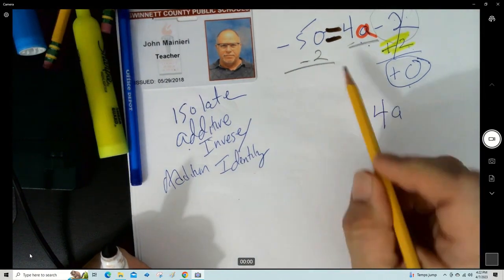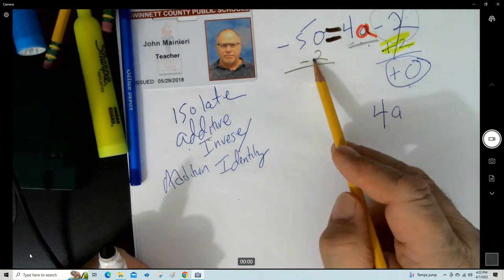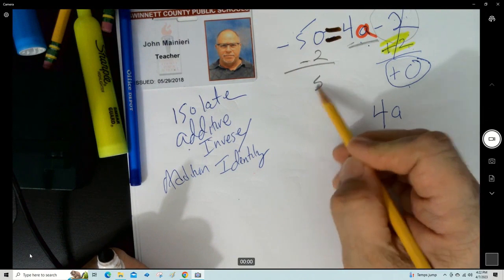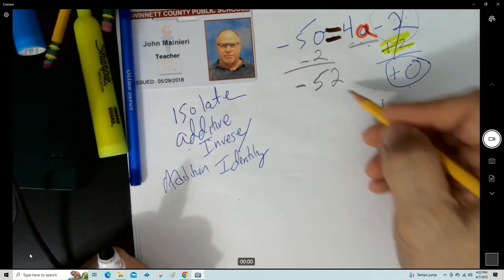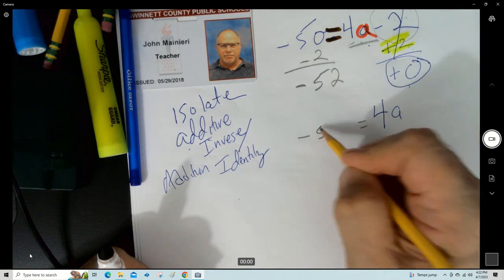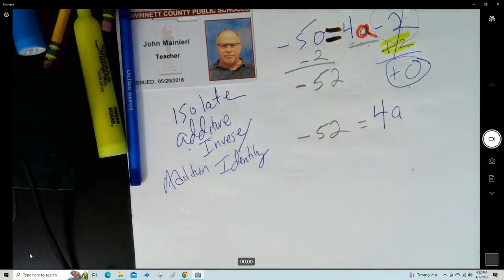So now we get this. We have 2 numbers where the sign is the same. So we add them and we keep the sign. All right, so if we bring that down, what do we got? We got -52 equals 4A.